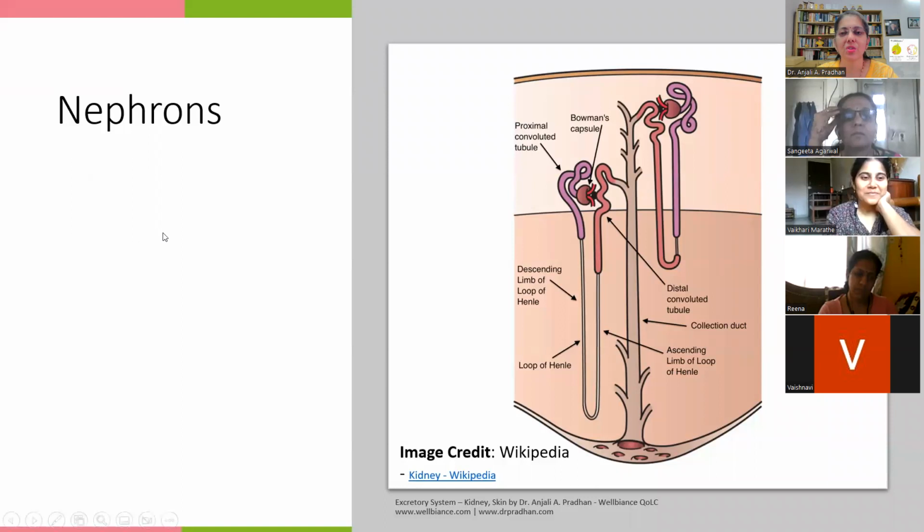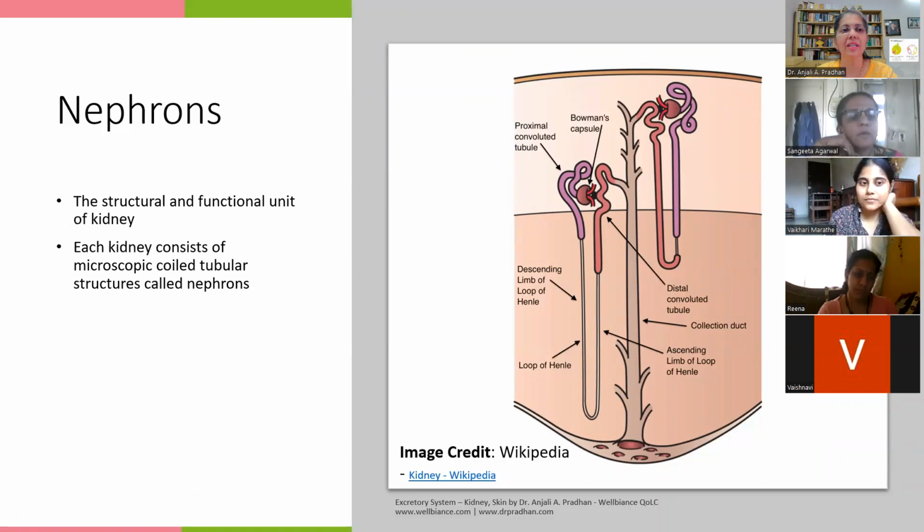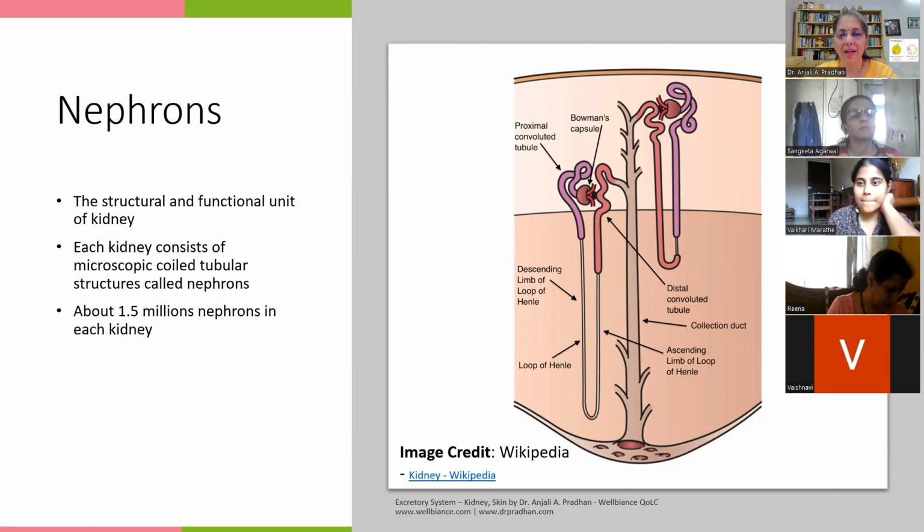Okay. So nephrons, they are the structural and the functional unit. Each kidney consists of microscopic coiled tubular structures called nephrons. Around 1.5 million nephrons are present in each kidney.